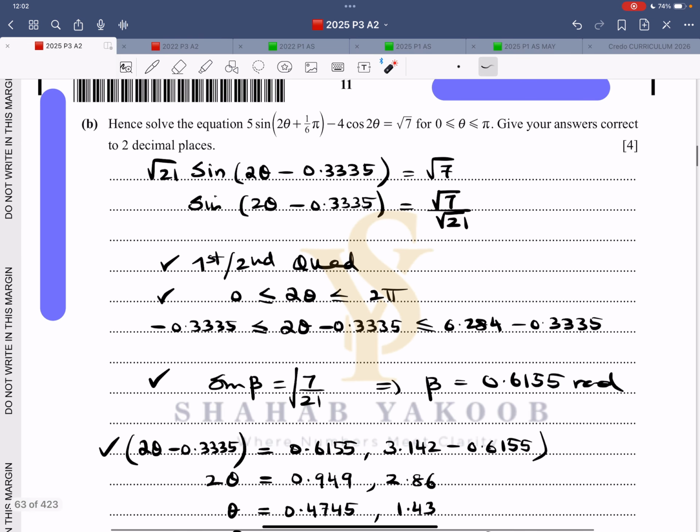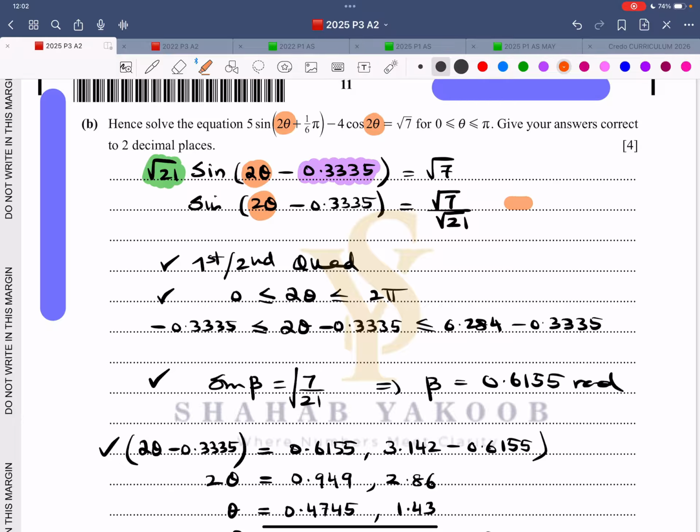The next one, hence solve this equation. Now over there it was x, now it's 2 theta. So everything else remains the same. This thing over here, root 21, is the same. This thing over here, 0.3335, remains the same. I'm using the unrounded value. And except for x, it is 2 theta over here. That is how we work it out.